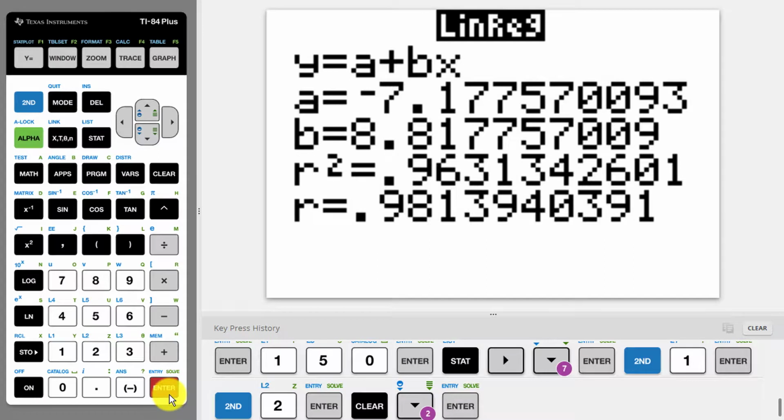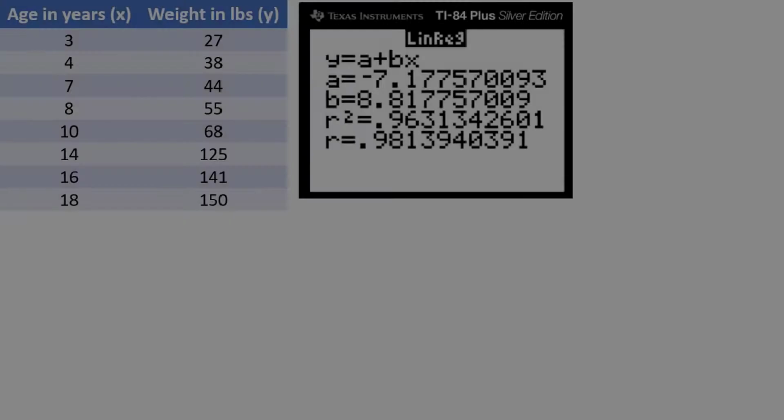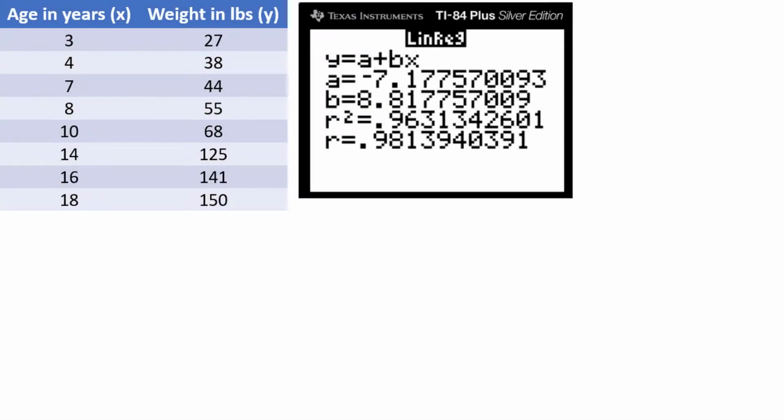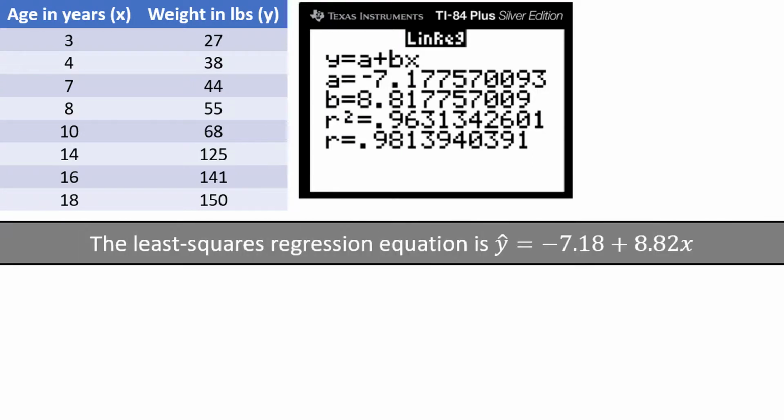You should now have A, B, R squared, and R. Looking at these numbers, we can construct the least squares regression equation. The equation is in the form A plus BX, as indicated by the calculator. Technically, the calculator should say y hat instead of y, to indicate that this equation makes predictions for y and won't find y exactly. So the least squares regression equation is y hat equals -7.18 plus 8.82x, if we round a and b to 2 decimal places.